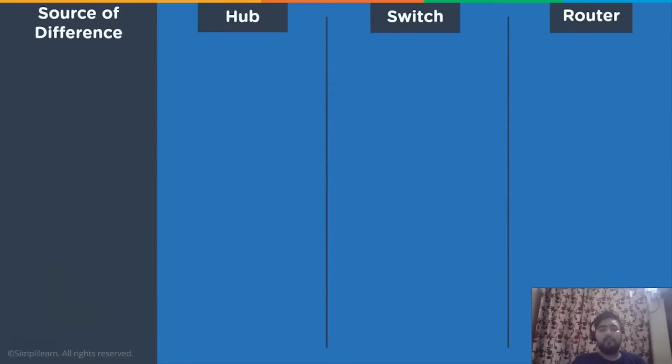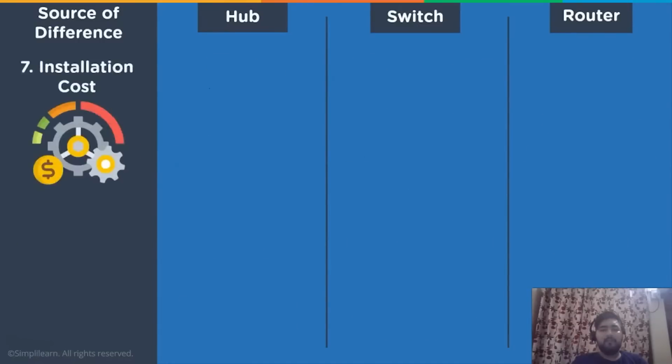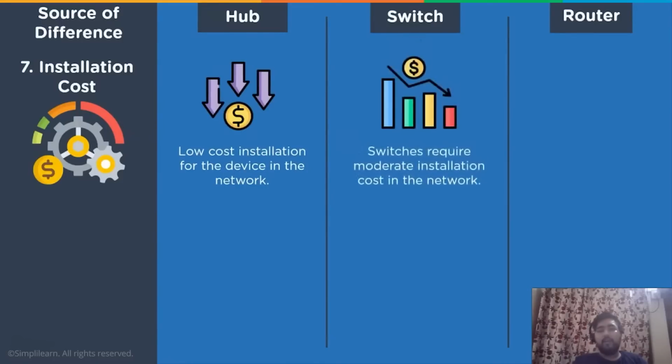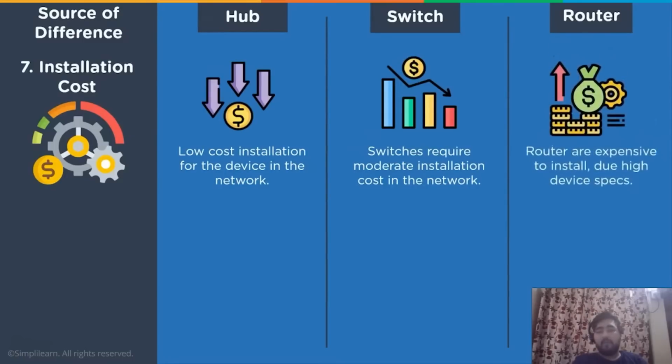Let's take a look at a few more differences. That is installation cost. A network hub can be installed very easily in a network channel as it does not perform any complex task. In case of a switch, it requires moderate cost installation as it performs some complex queries or complex protocols in the network channel. Whereas in case of a router, it is the most expensive to install in the network channel due to the high device specs and the performance based protocol.